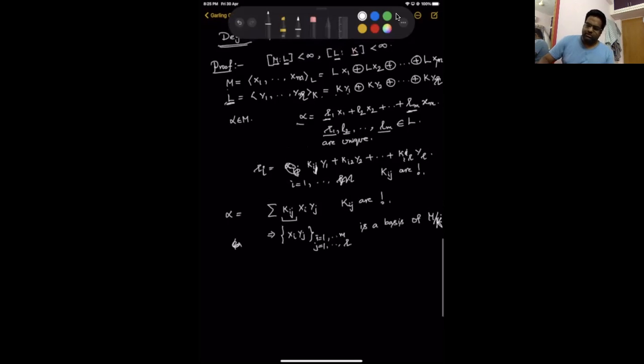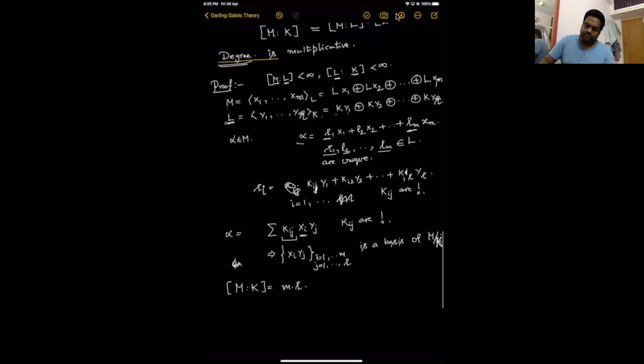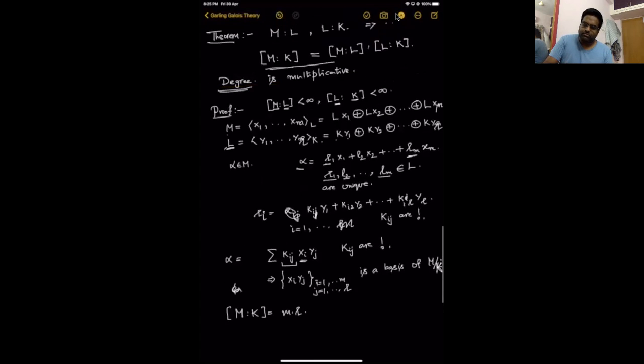So from this, it follows that M over K is finite dimensional, and since any two bases of a vector space have the same number of elements, it follows that the degree of M over K is equal to the number of elements of Xi, Yj, which is m times n, which is precisely what we need to show. Equality.